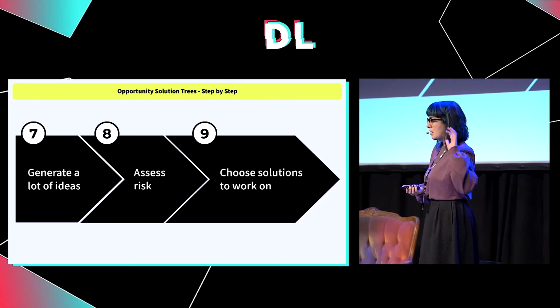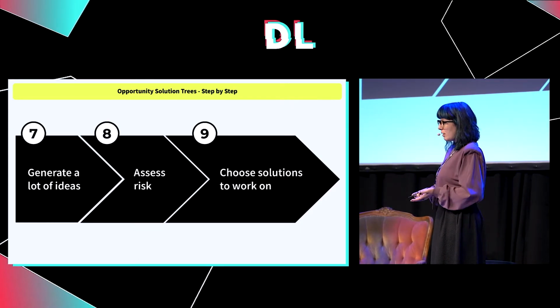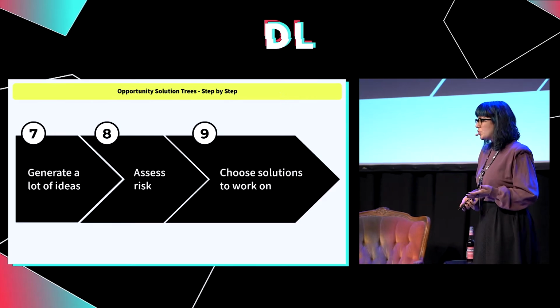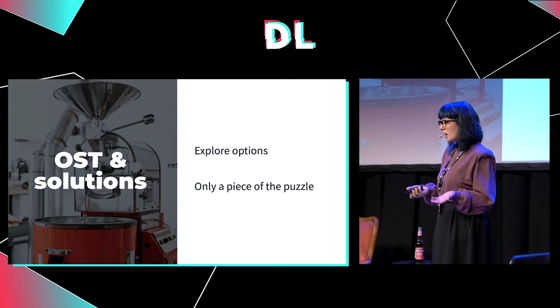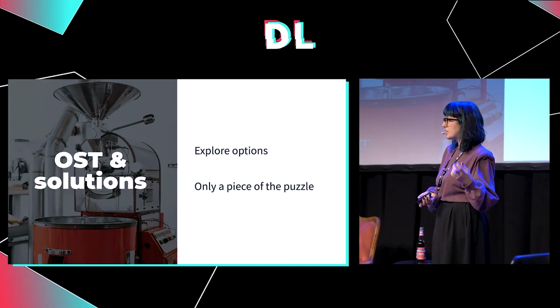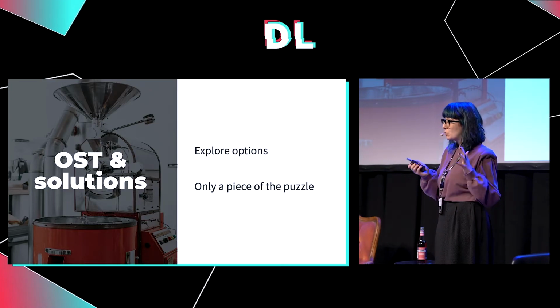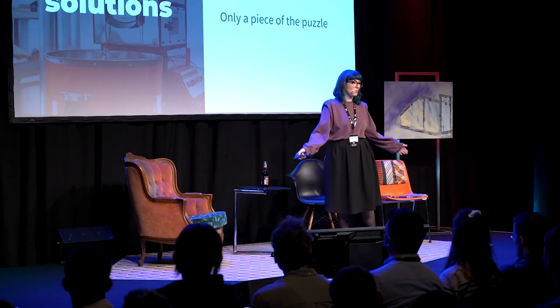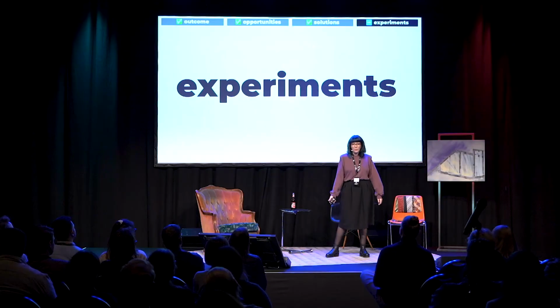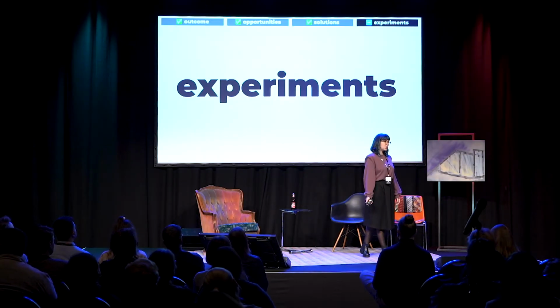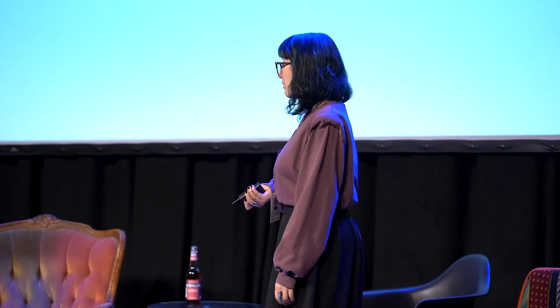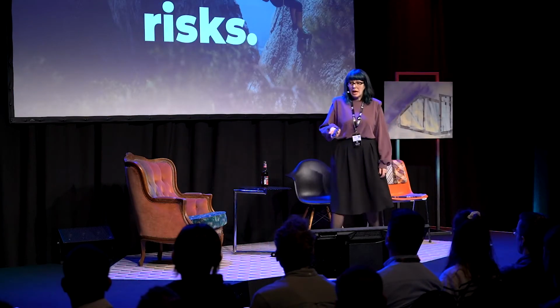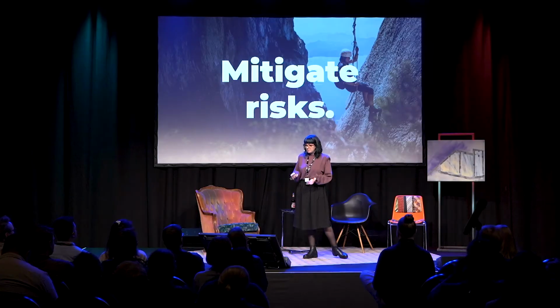So we will iterate. We will generate a lot of ideas. We will assess the risk and choose some solutions to work on. In this case, the tree reminds us to explore multiple options, and that solutions are only one piece of the puzzle. They are not the whole picture, so we need all the rest. And with this, we can continue with experiments, because experiments help us decide which solutions are worth building. Not all of the ideas we generate are going to be built. Experiments help us mitigate risks.